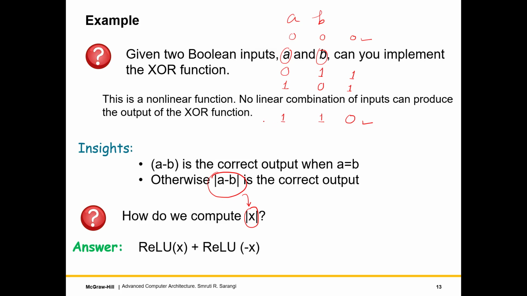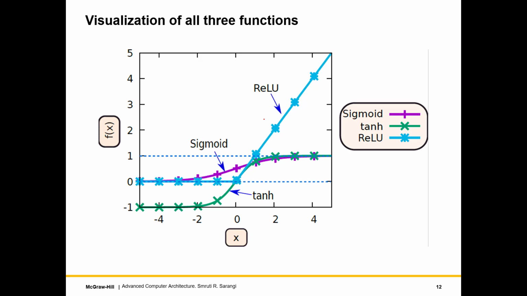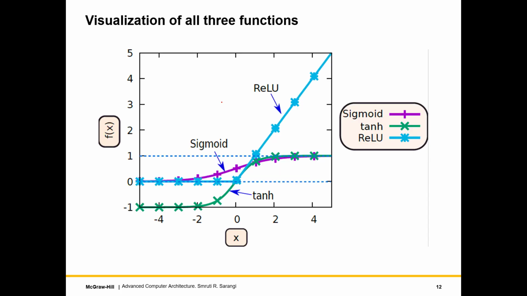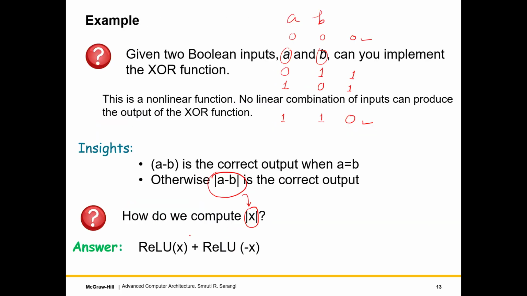If you think about it, let us go back to the functions that we have defined. Let us look at the ReLU function, which says that if x is less than 0, the output is 0. Otherwise, if x is greater than or equal to 0, the output is x. So we can simply use this. The absolute value of x is ReLU of x plus ReLU of minus x. Let us consider an example.